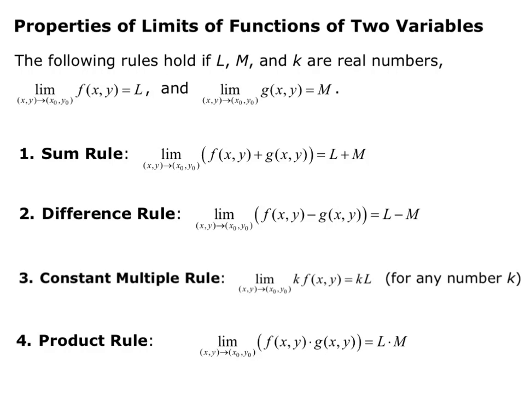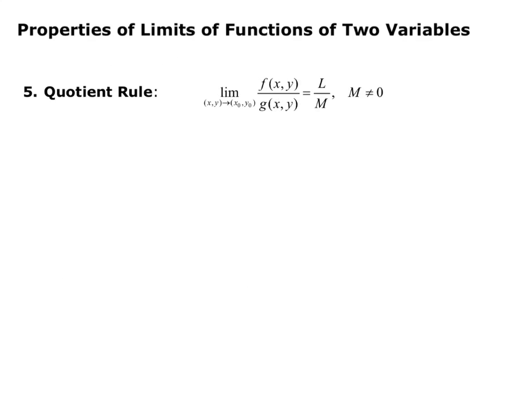Rule number 4 is the product rule, and that says that the limit as xy approaches x0, y0 of f of xy times g of xy equals the product of the limits, so L times M. This one is actually going to be very important in terms of rewriting our functions so that we can take limits. Rule number 5 is the quotient rule that says that the limit as xy approaches x0, y0 of f of xy divided by g of xy equals L over M, as long as M is not 0.